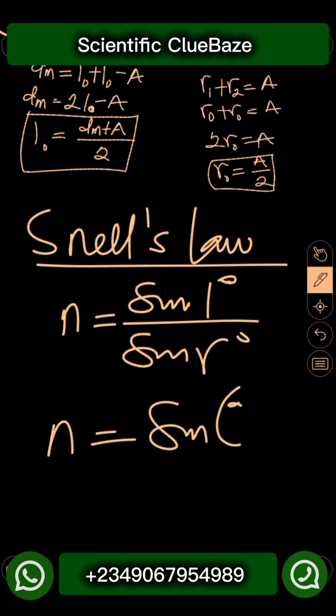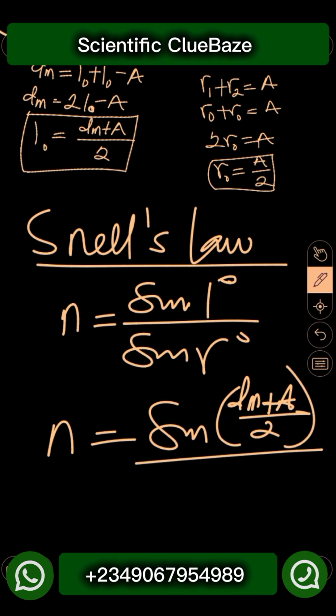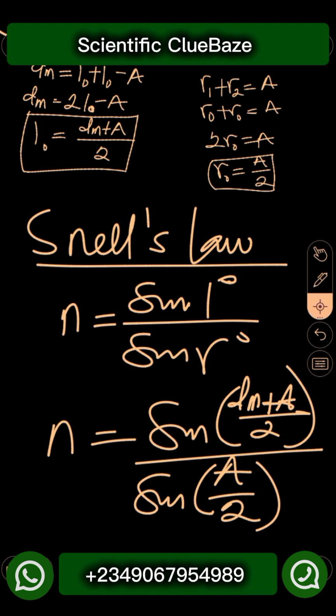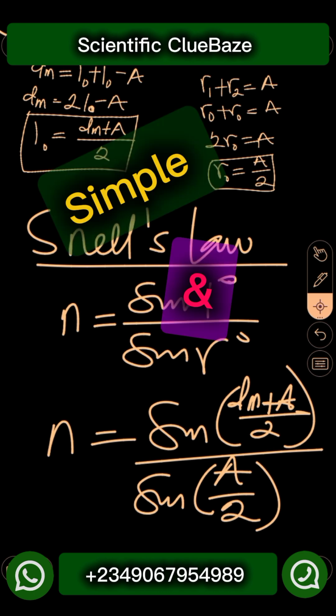Then we have D plus A over 2 divided by sine of the refracted ray. So what we have here is this, and what we have here is this, straight and direct.